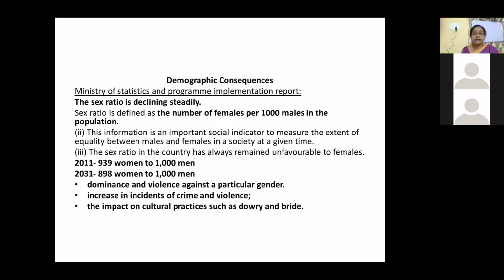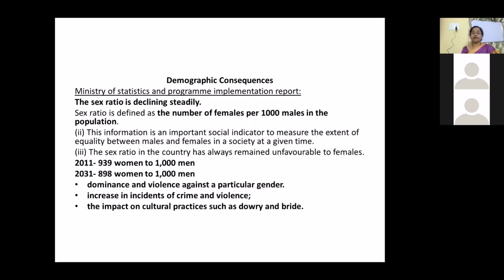And this information is an important social indicator to measure the extent of equality between males and females in a society at a given time. So this is an important phrase you have to remember, student. This is social indicator. This study becomes a social indicator so that we can easily understand how many females are there and how many males are there in a society. And it measures the extent of equality between males and females.